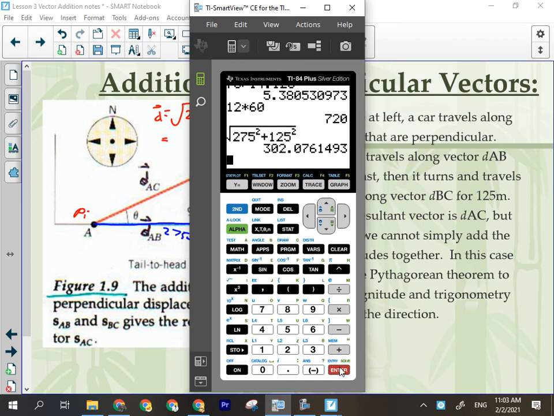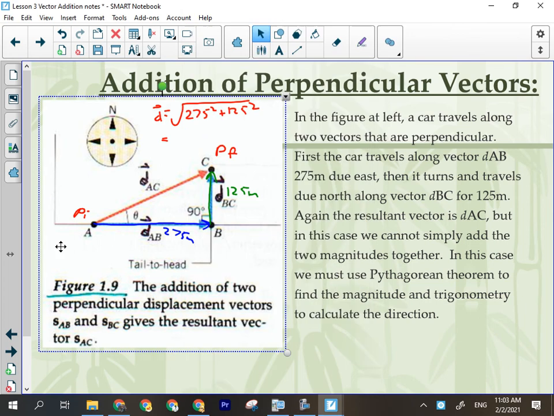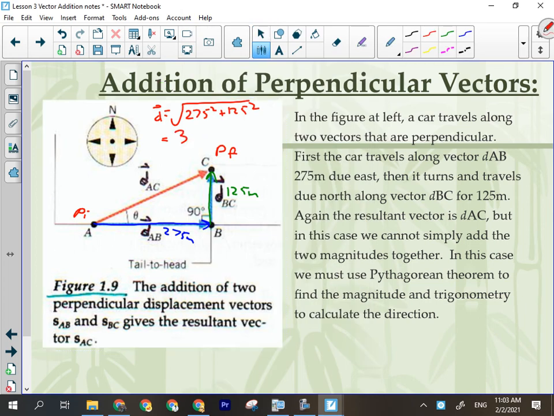Okay, so the magnitude of my displacement is 302 meters. Right, that's only part of it, though. Displacement is a vector quantity. I need magnitude and direction. All right, which way is this pointing?